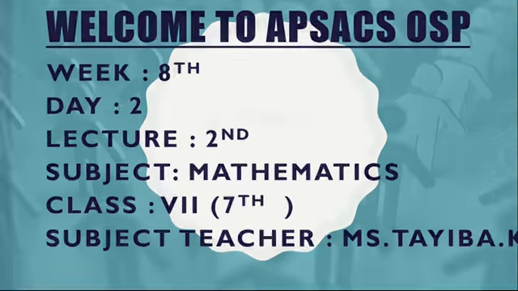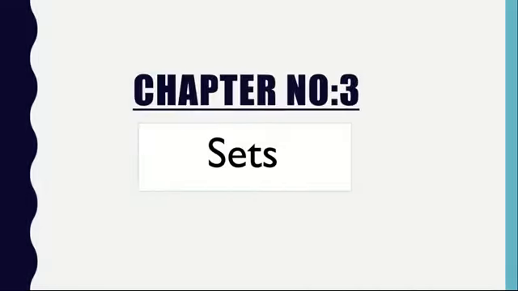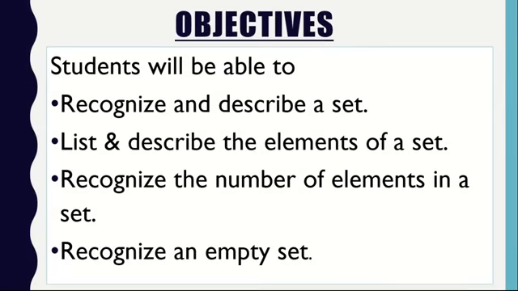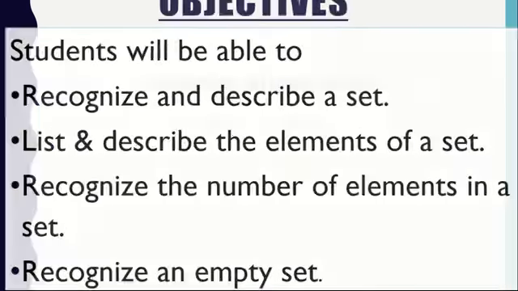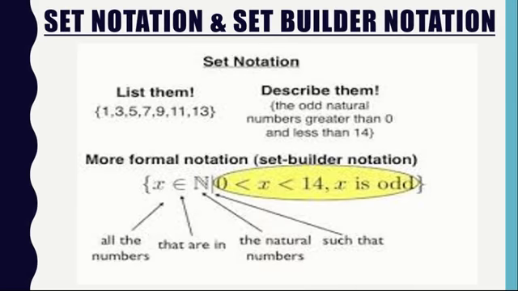As we know, we are doing chapter 3, which is about sets. In this chapter we are going to learn how to recognize and describe a set, how to list and describe the elements of a set, how to recognize the number of elements in a set, and how to recognize an empty set. Now first I am going to discuss set notations and set builder notation.